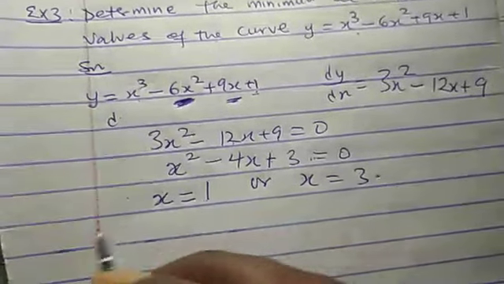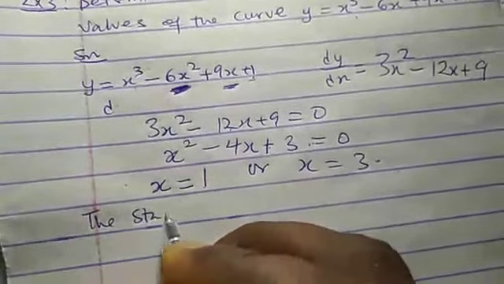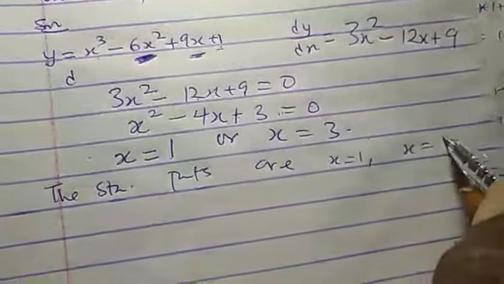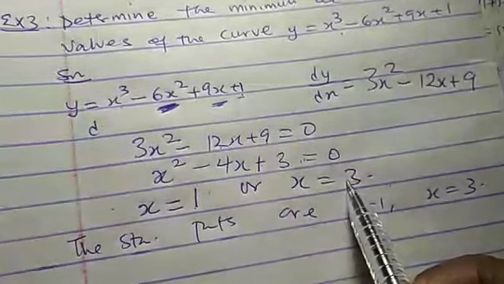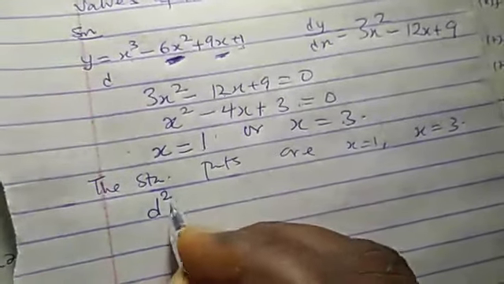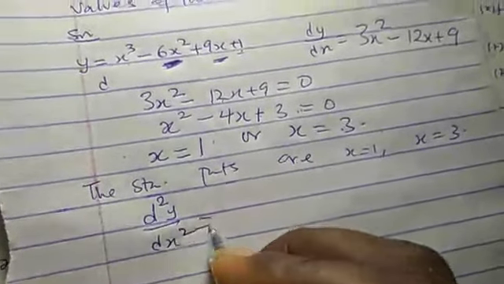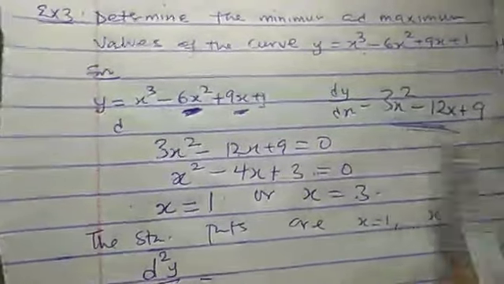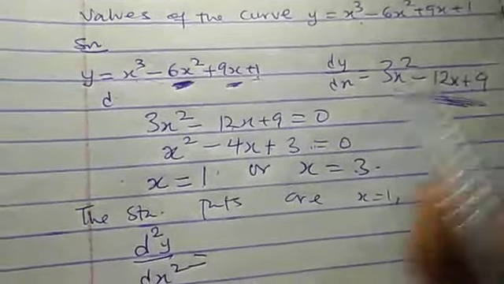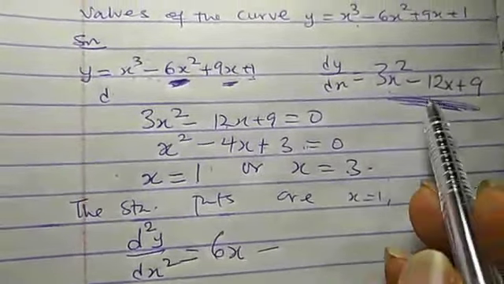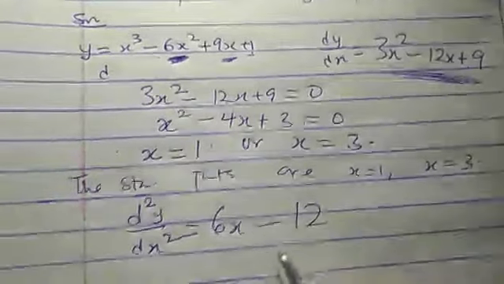So the stationary points are s equal to 1 and s equal to 3. Out of these stationary points, one is a minimum point and one is a maximum point. So how do we know? We differentiate once again and find d squared y by dx squared. Differentiating this first derivative once again, I will have 6s minus 12.